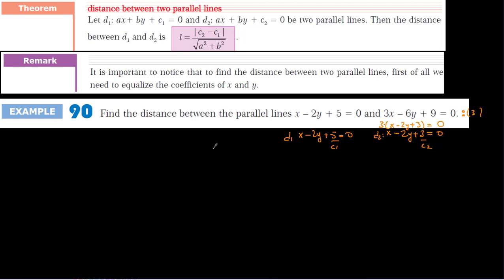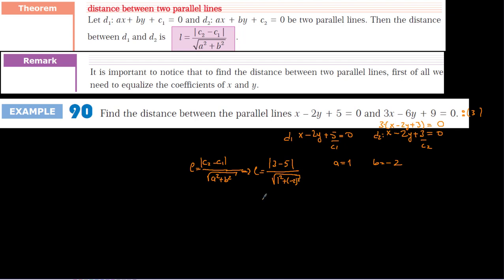The formula here: L is equal to the absolute value of C2 minus C1, all over the square root of A squared plus B squared. When we get them equal, it means that A becomes equal to 1 and B is equal to minus 2 also here. So with respect to this one, the formula becomes L is equal to the absolute value of 3 minus 5, all over the square root of 1 squared plus minus 2 squared.